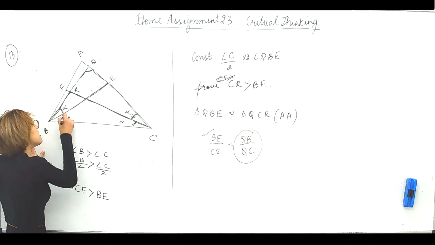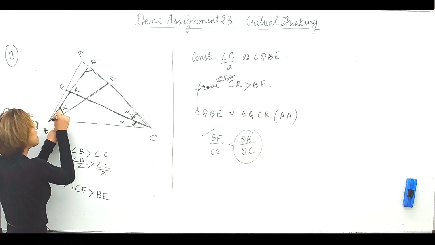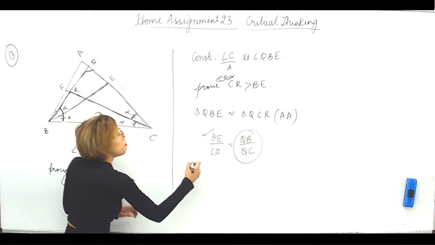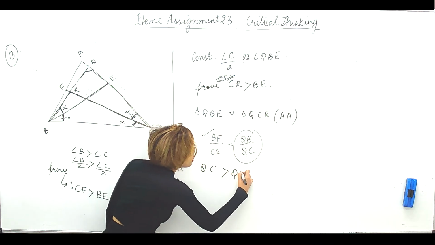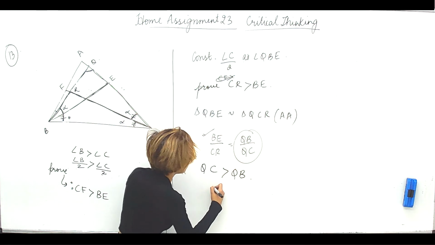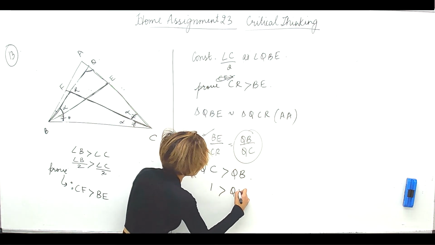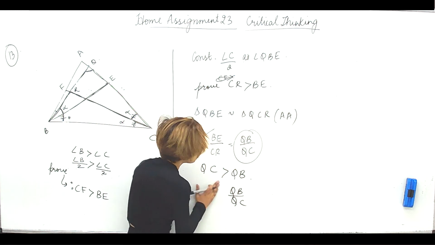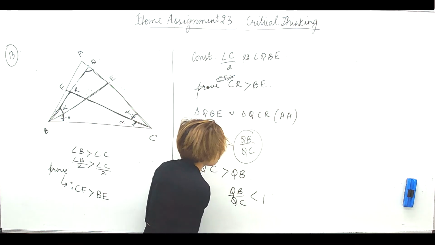So that means this angle is greater. Now this angle is greater. That means the side opposite to it, QC, is greater than QB. Right? I need QB by QC, so I write it like this: 1 is greater than QB by QC. Or I can say QB by QC is less than 1.